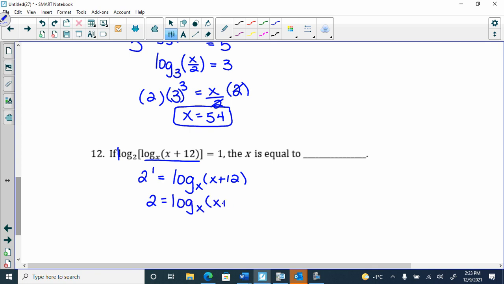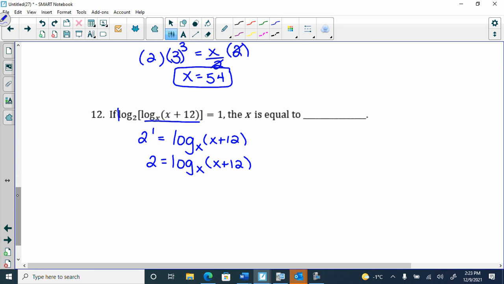And now I'm going to have to do what again? Convert again. So 2 logs embedded, convert twice. 3 logs embedded, convert 3 times. That's what you're going to have to do. So it's x to the 2 equals x plus 12. X squared minus x minus 12 equals 0. And then I get x minus 4, x plus 3.